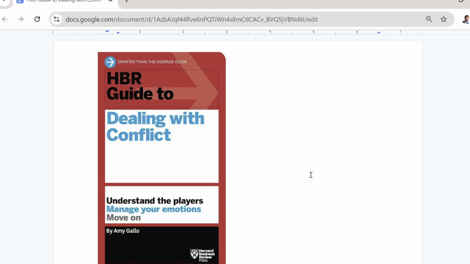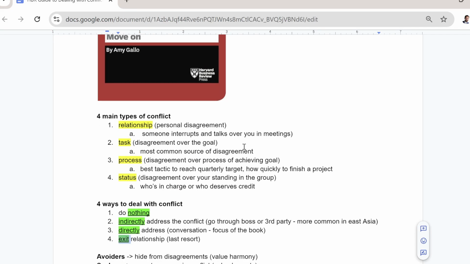Dealing with conflict, from Harvard Business Review: there are 4 main types of conflict. Number 1, relationship. 2, task. 3, process. And 4, status. Relationship conflict is a personal disagreement. For example, someone interrupts and talks over you in meetings.